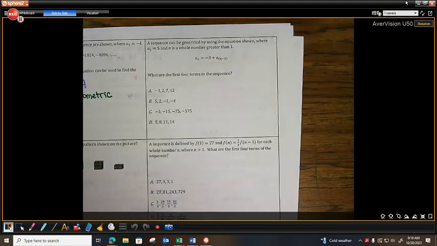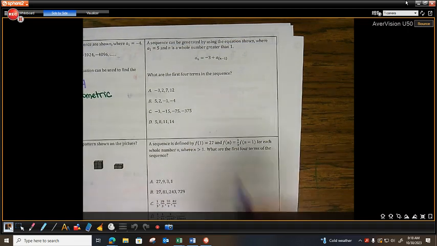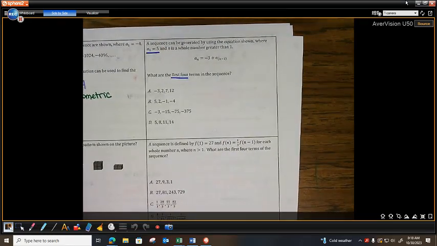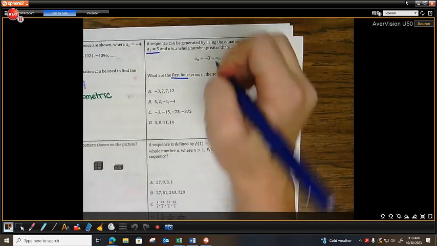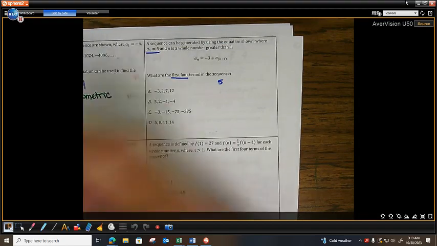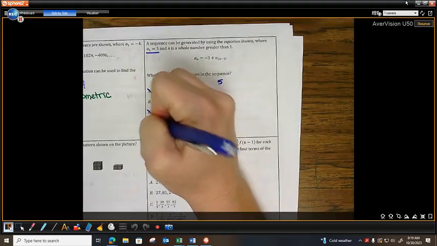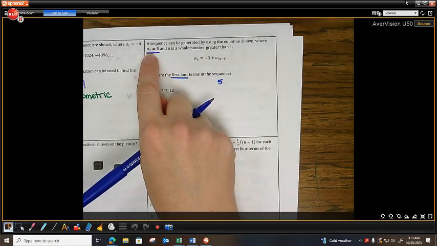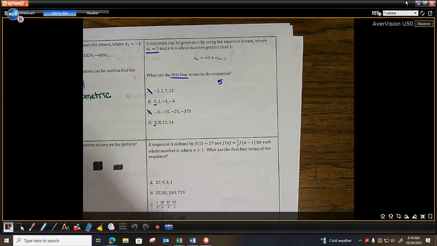The next one says a sequence can be generated by using the equation shown where a of 1 equals 5 and n is a whole number greater than 1. You have your formula and it says what are the first 4 terms of the sequence. Well, here it says a of 1. That means my first number in my sequence is what? 5. So which answer choices can I get rid of? A and C. A and C don't start at 5. So just knowing a of 1 means your first term's value, I now have a 50-50 shot.